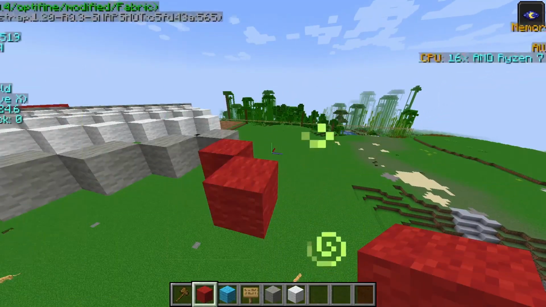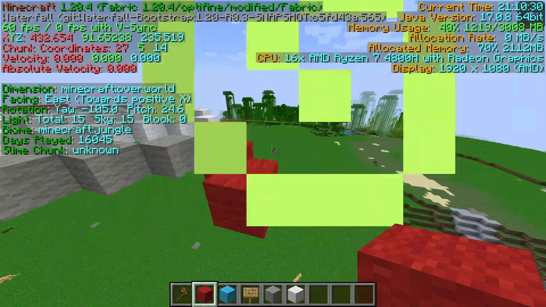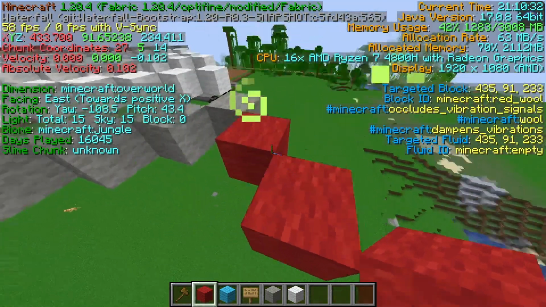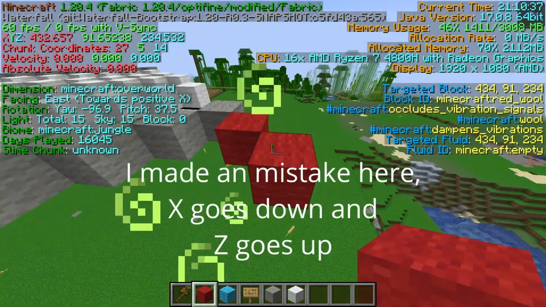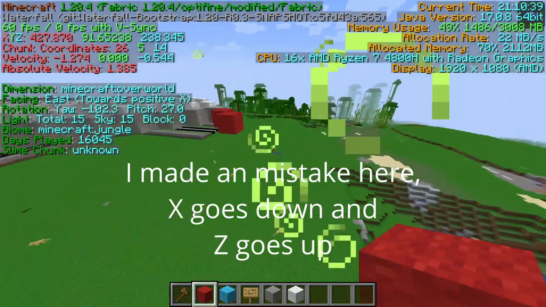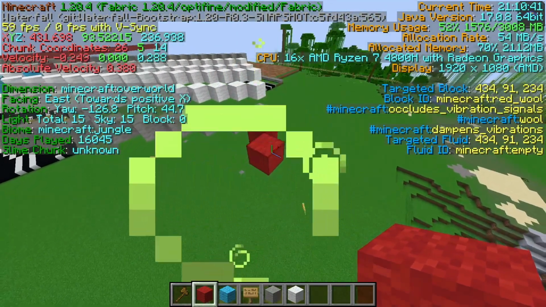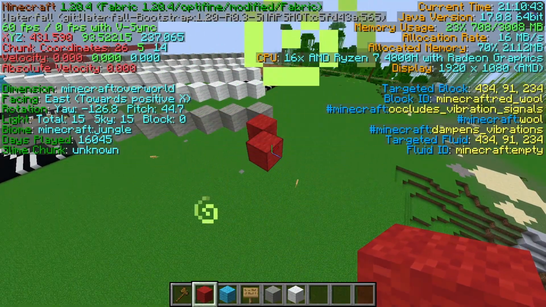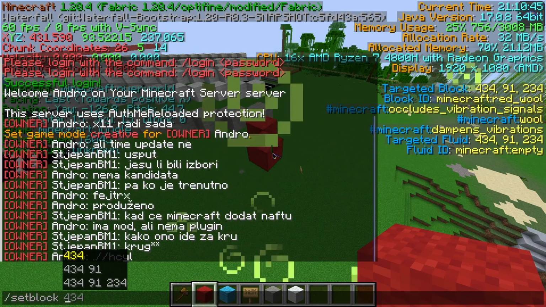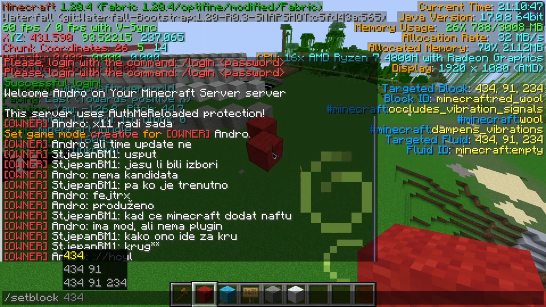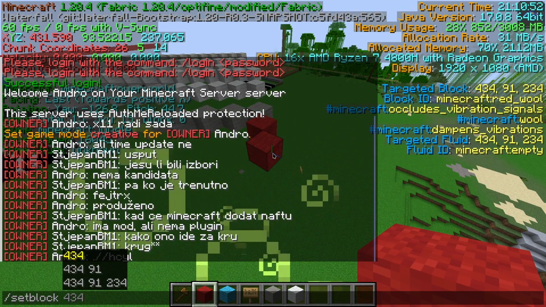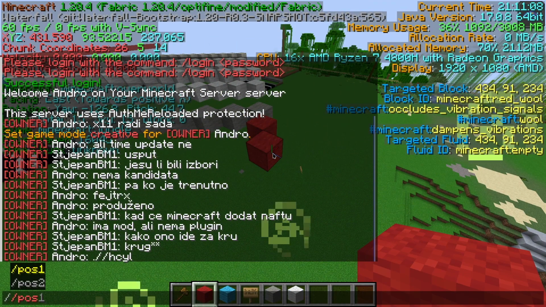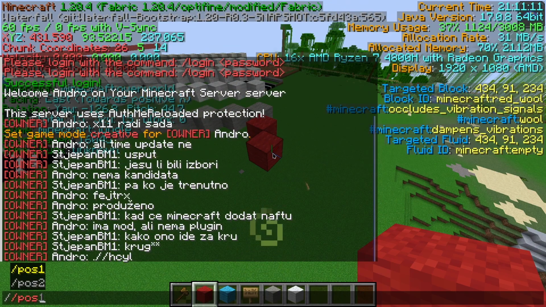Now we can see that x and y coordinates are decreasing as we go that way, so we can actually calculate where our block will be, and we can use the setblock command to put the center there. If you however do not have access to the setblock command, because that's quite possible, we can use pos1 and pos2 WorldEdit commands, and you are going to need WorldEdit for this.